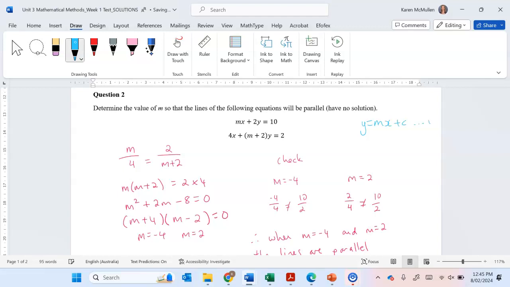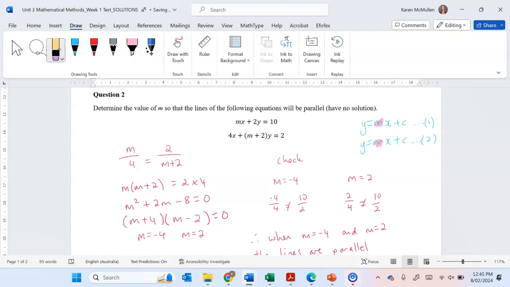So let's call that equation 1, and your second equation is here. So basically if they were the same line, so if they had infinite solutions, those 2 equations would be the same. If they were parallel, they would have the same gradient but different y-intercepts, and if they had a solution, they would be completely different gradients.